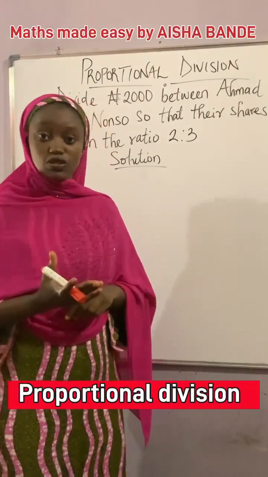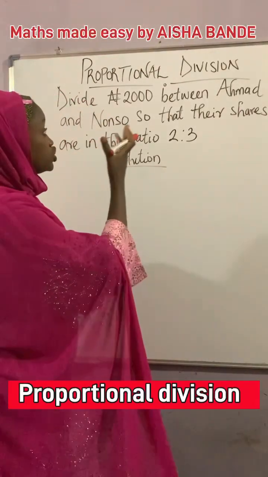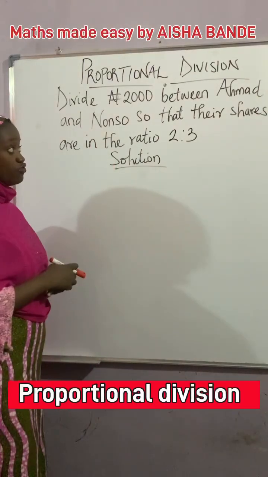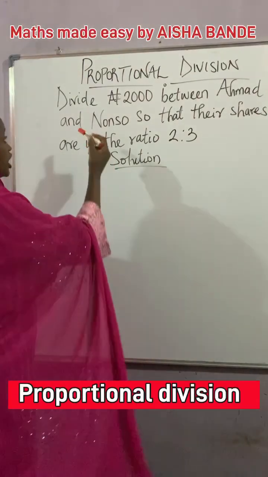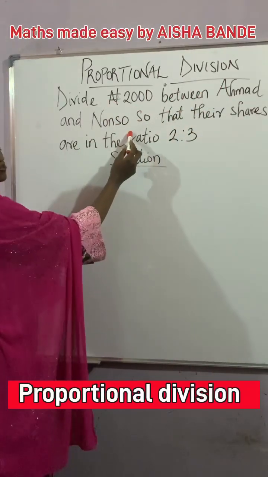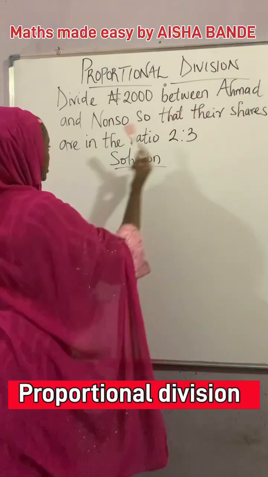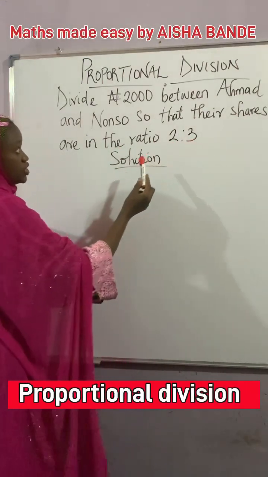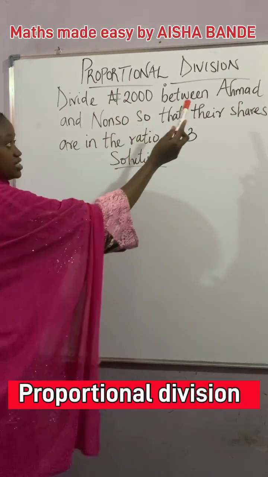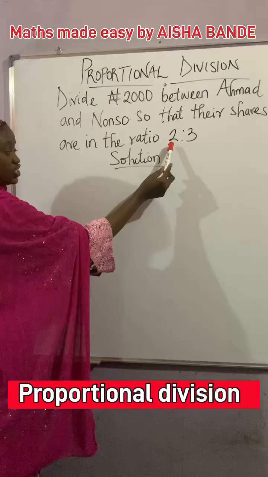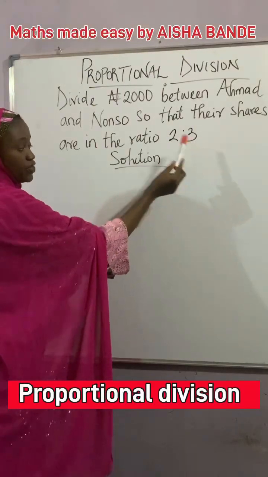So today we shall be looking at proportional division, as we have on the board. We have a question to solve. The question says, divide 2,000 naira between Ahmed and Nonso so that their shares are in the ratio 2:3. So we have 2,000 naira. Let's see how much Ahmed will get and how much Nonso will get in the ratio of 2:3.